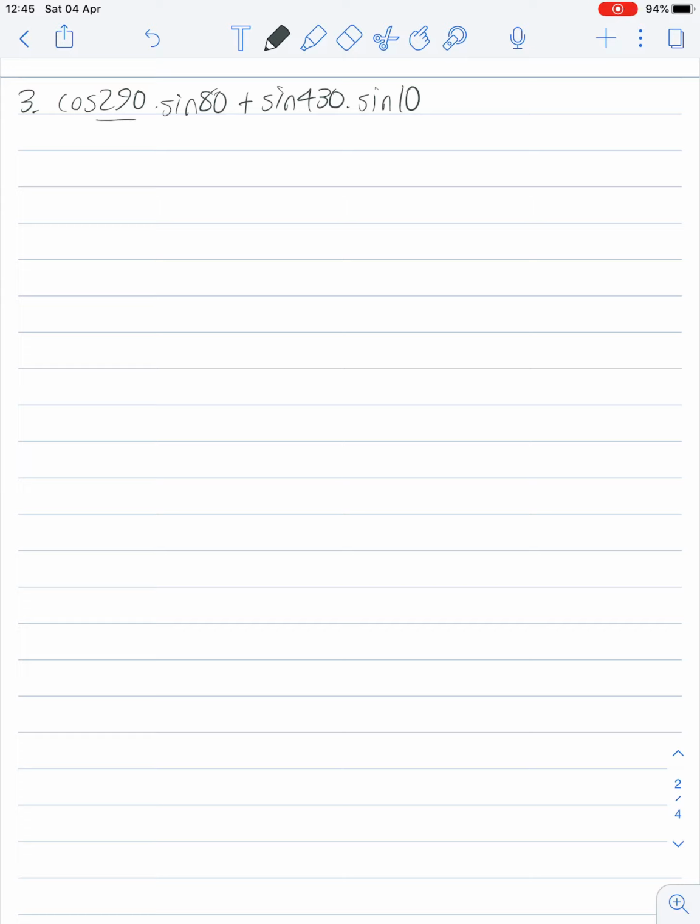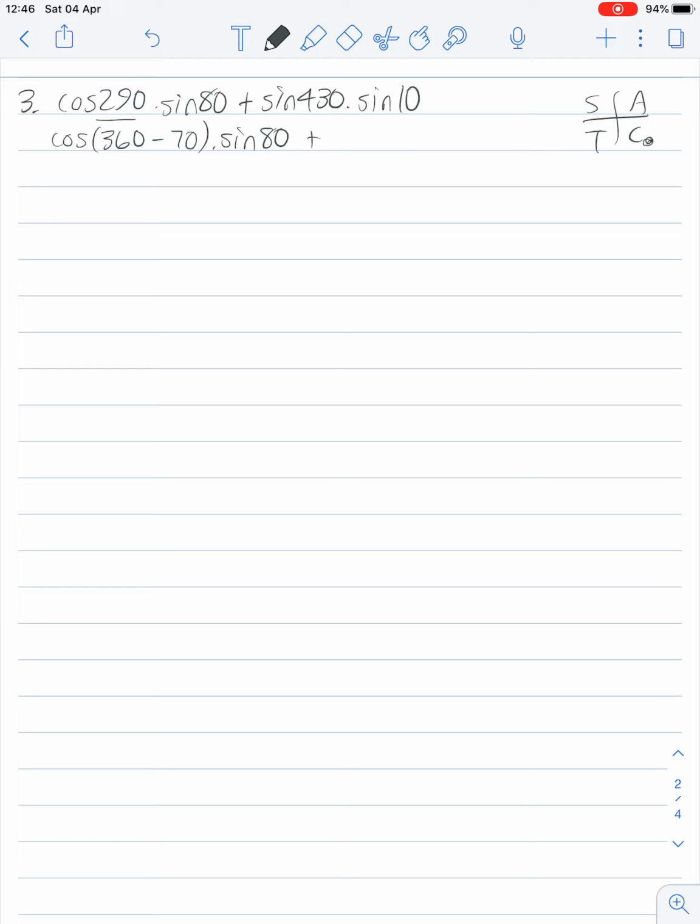So what quadrant is 290 in? Remember, we're dealing with this quadrant diagram over here, the CAST. So we are in the 4th quadrant over there. So that's going to be the same as cos of 360 minus what? 70. Right? Sine 80, it doesn't look to have any issues just yet. So I'd suggest you just leave that guy for now.